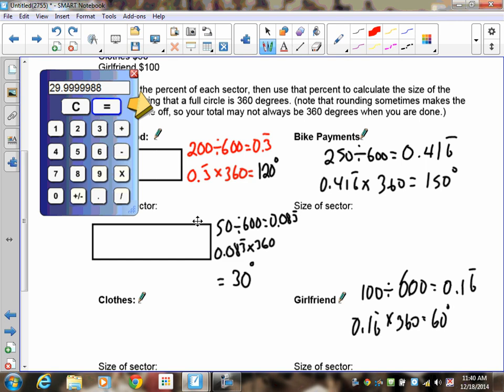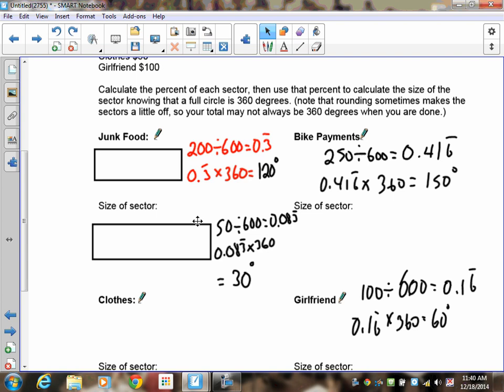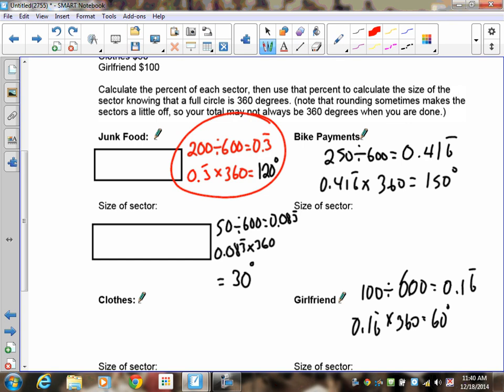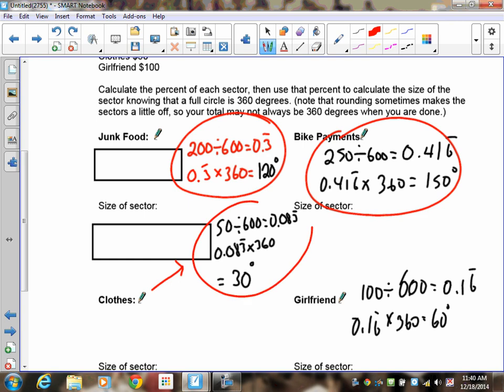All right? Now, I know that I've got some of the stuff slid around the wrong spot, but this is how you're supposed to do it. Take the total, find out what each part is from the total, turn it into a decimal, multiply that by 360. That will get you the degree. So for junk food, we're looking at 120 degrees. For the bike payment, 150 degrees. For the clothes, 30 degrees. And for his girlfriend, 60 degrees. If you add 120, 150, 30, and 60 degrees all together, you will get a 360 degree circle.